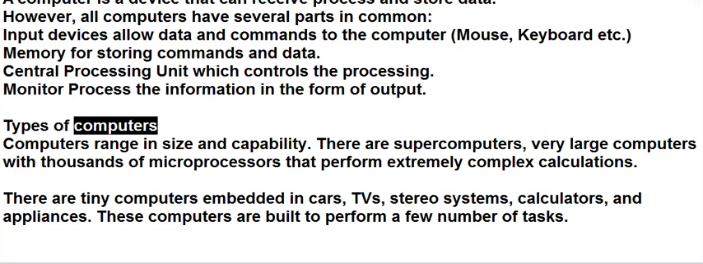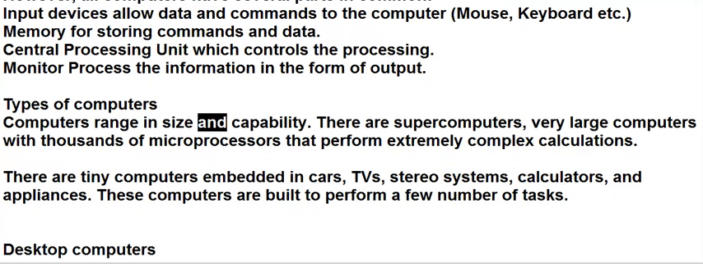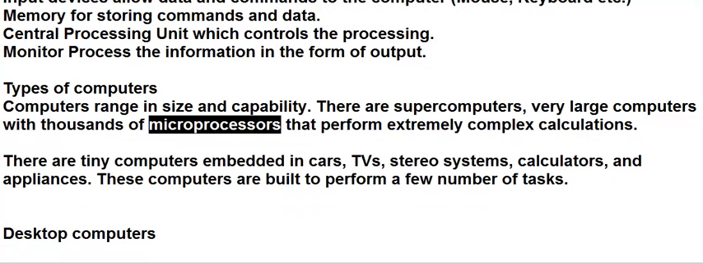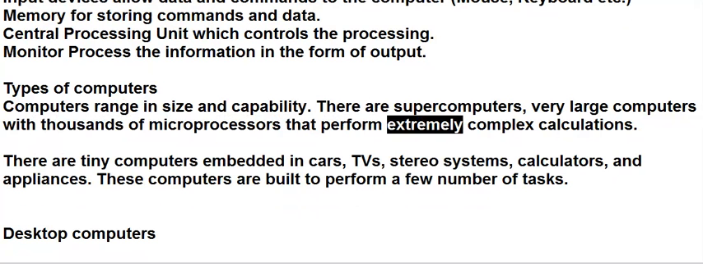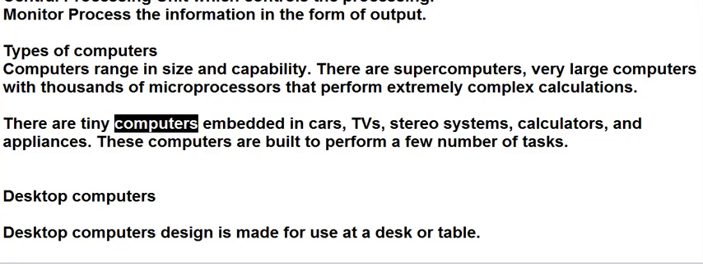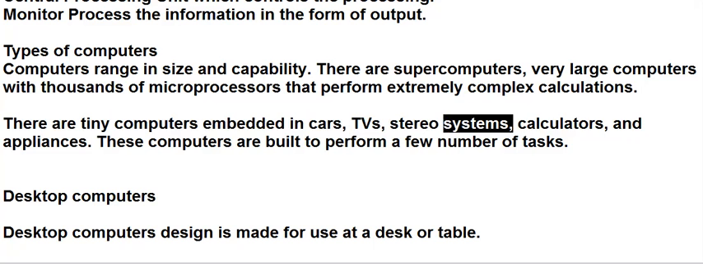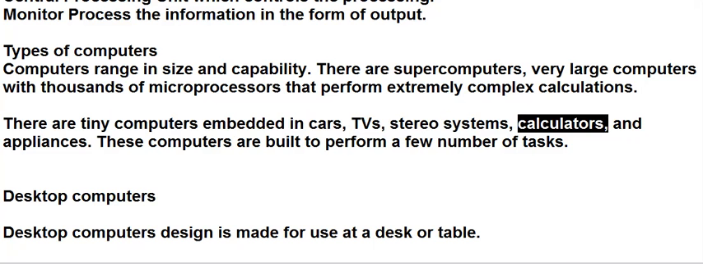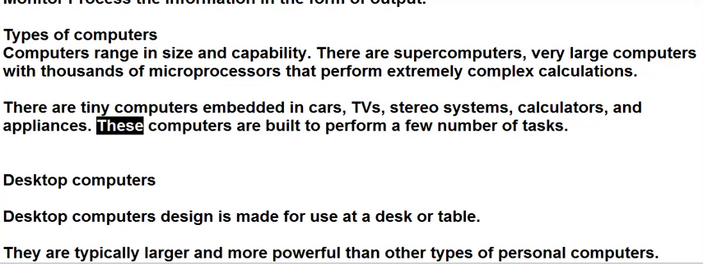Types of computers. Computers range in size and capability. There are supercomputers, very large computers with thousands of microprocessors that perform extremely complex calculations. There are tiny computers embedded in cars, TVs, stereo systems, calculators, and appliances. These computers are built to perform a small number of tasks.